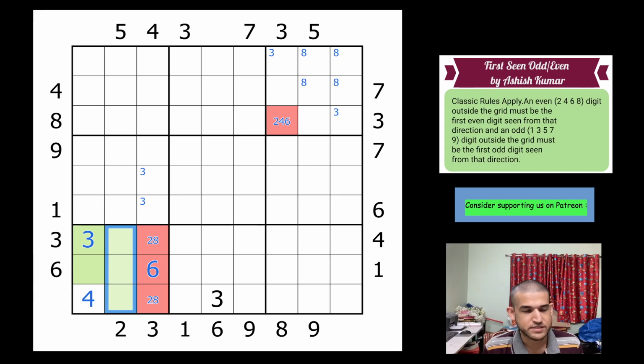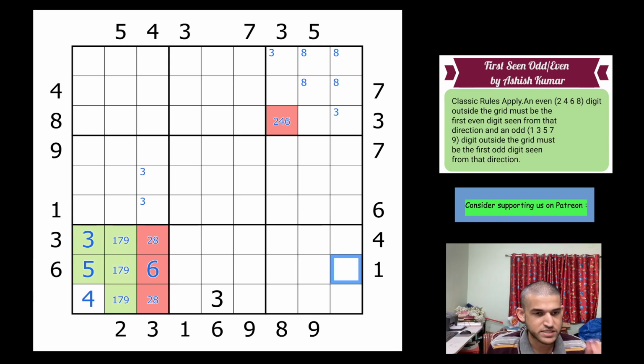And look at these 3 cells. They can't take a 5 because of 5 clue outside column 2. So 5 is forced here. That becomes 1, 7, 9. And 1 cannot go here because of the 1 clue outside row 8. So that's 7, 9.